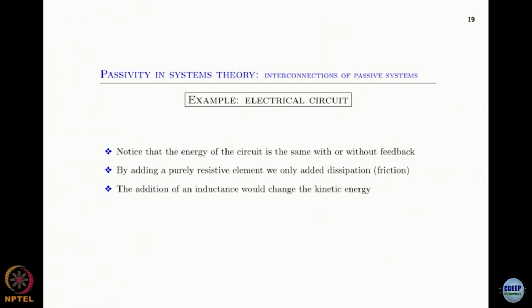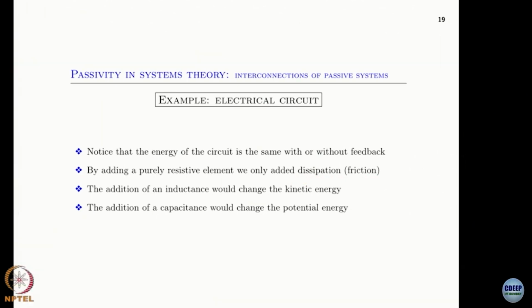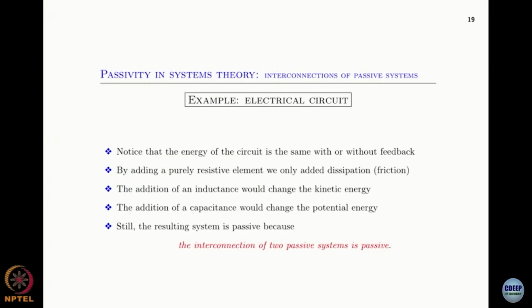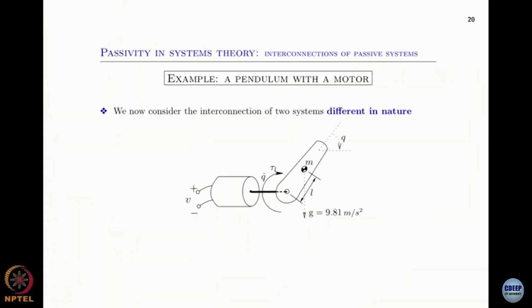The addition of an inductance would change the kinetic energy. You could also go on and do that. And you could also add a capacitor and modify the potential energy. So you can do a lot of things. You can reshape the energy the way you want, and then add dissipation the way you want. We will see how by manipulating these things, you can control the system very nicely. The resulting system is still passive because, once again, the fundamental theorem of passivity tells me that the interconnection of passive systems is passive. Okay.